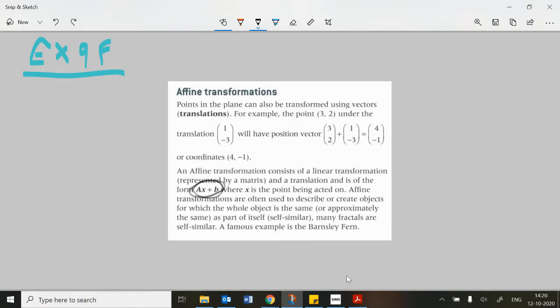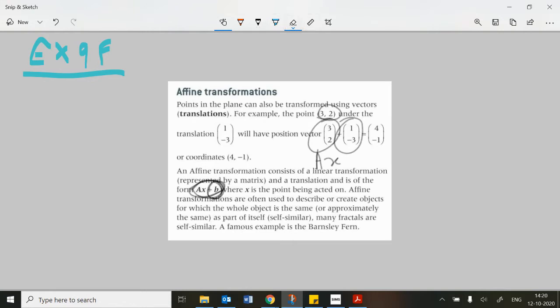The b which they're adding on to the end is just a translation. So they say, for example, if we want to translate by the vector (1, -3), then after applying your matrix to a point and doing your Ax, you may get out this coordinate point here, and then you can just add on your translation to that particular coordinate point, or to multiple coordinate points, of course.